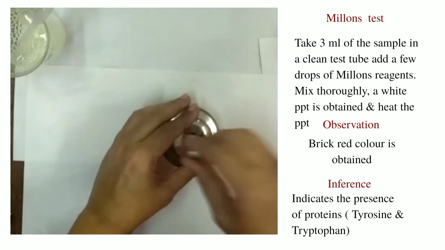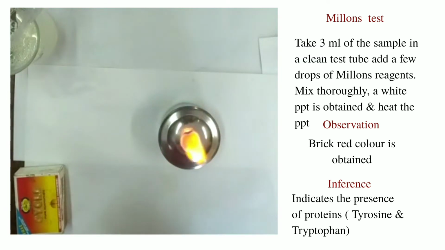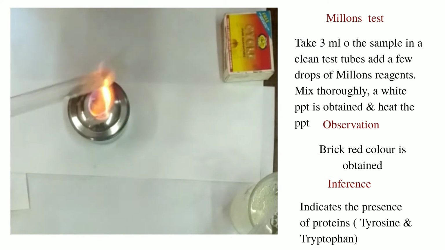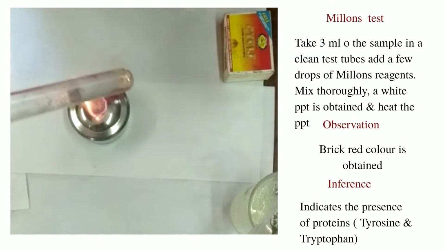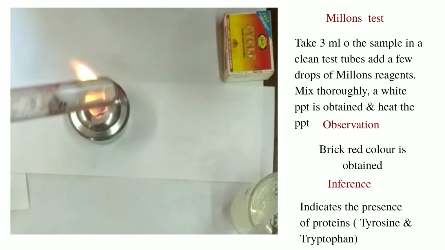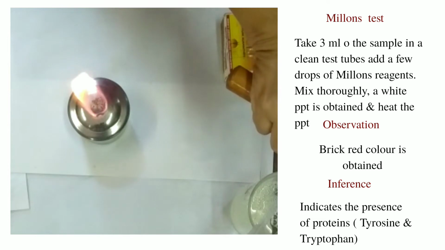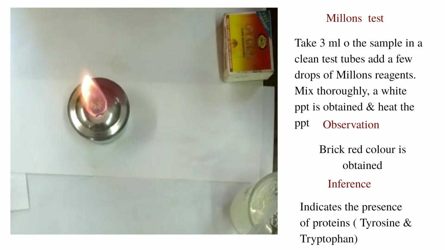We'll keep the sample and the reagents a little away. So hold the test tube with a test tube holder and heat the solution. So as the solution heats, you can see the precipitate turns orange in color or reddish brown. This indicates the presence of proteins.